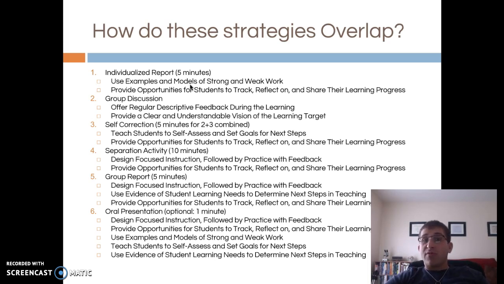Step 2, group discussion. Now it also provides them the ability to offer descriptive feedback by talking with each other in their group. It provides a clear and understandable vision of the learning target because we can now see what other people are working on. Self-correction: teaching students to self-assess and set goals for the next step. So they're going back after their group discussion, they're adding back to their individualized report, and this provides an opportunity for students to track, reflect on, and share their learning progress.